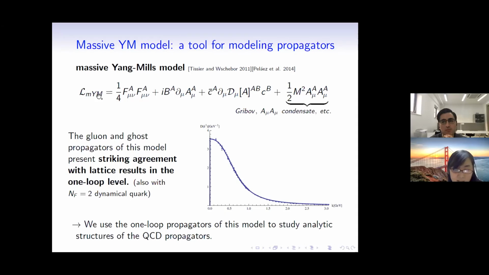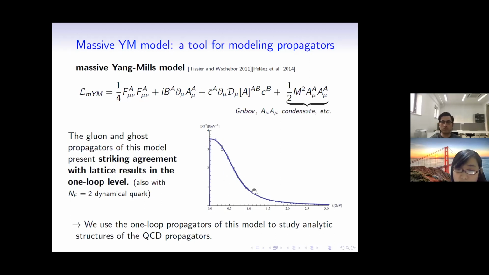The massive Yang-Mills model consists of the usual Landau gauge Faddeev-Popov Lagrangian and a naive gluon mass term. The introduction of such an effective gluon mass term can be understood as the most tractable and infrared relevant way to take into account some non-perturbative effects, for example, the Gribov copies or the dimension 2 gluon condensate, and so on. By choosing the parameters, the gluon and ghost propagators of this model present striking agreement with lattice results at the one-loop level.